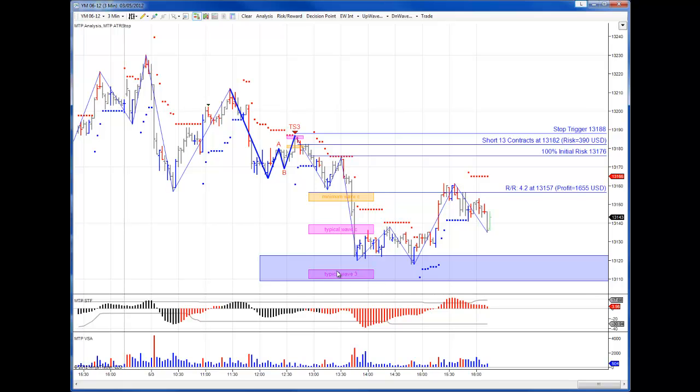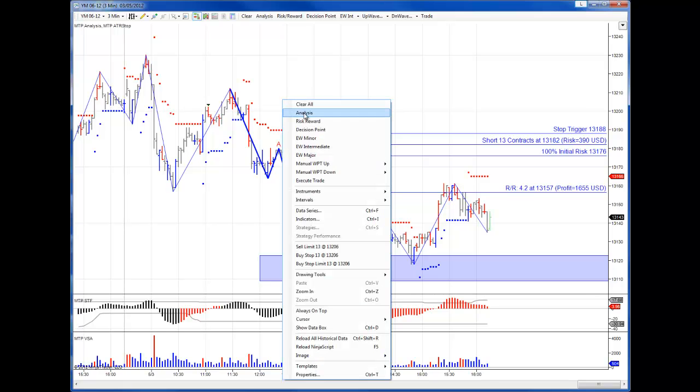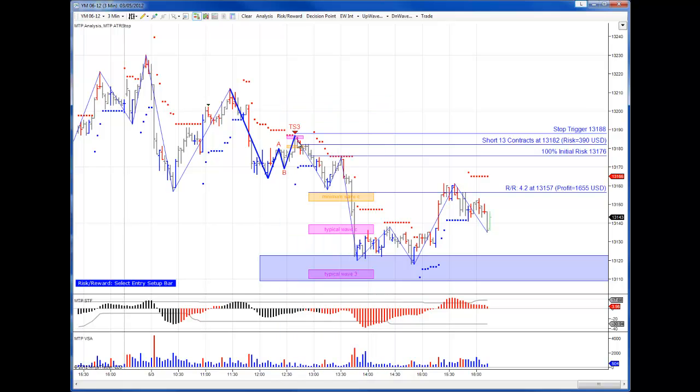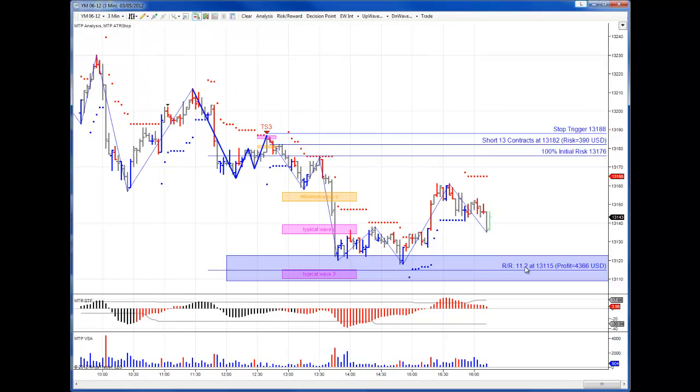Perhaps I'll be looking for our typical wave 3 WPT target. So let's put our risk reward on, coming down to approximately our typical wave 3 target. Now you could say, oh yes, plus 11R trade, this could be a very good trade setup. So let's see what happened as the trade was unfolding.